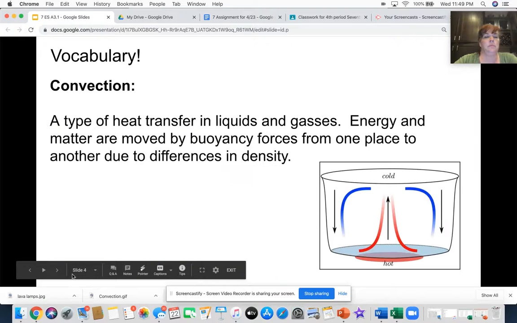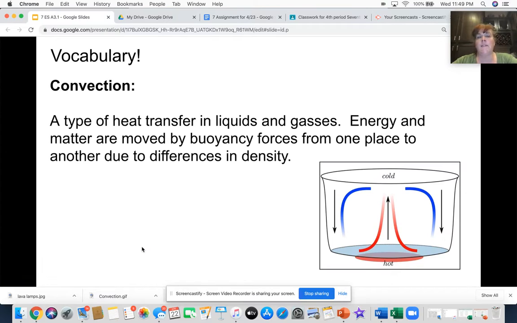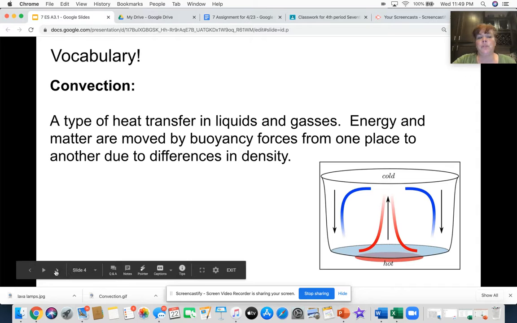Okay, the next one we're going to talk about, this is our main idea for this lesson, is convection. Convection is a type of heat transfer in liquids and gases. Energy and matter are moved by buoyancy forces from one place to another due to differences in density. Okay, so keep that in mind. We're going to watch a video, and that is going to show us an example of what happens with convection that we can see. And then we're going to come back to this, and we're going to talk about all these nice big words and how they all work together.